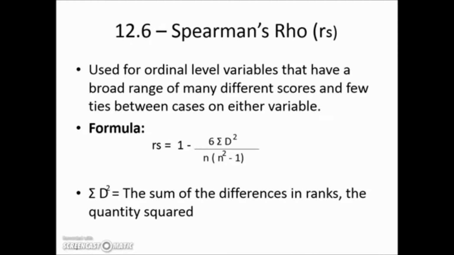Spearman's rho is a measure of association for ordinal level variables that have a broad range of many different scores and few ties between cases on either variable. To compute Spearman's rho, cases are first ranked from high to low on each variable, and then the ranks are manipulated to produce the final measure. The formula for Spearman's rho is Rs equals 1 minus 6 multiplied by sigma d squared divided by n bracket n squared minus 1, where sigma d squared is the sum of the differences in ranks, the quantity squared.